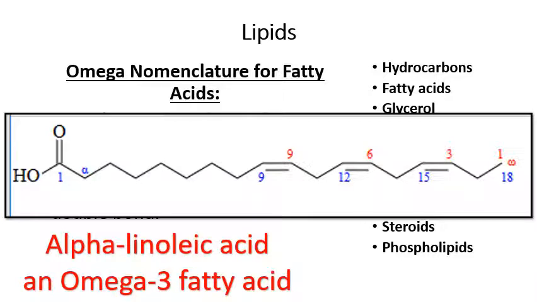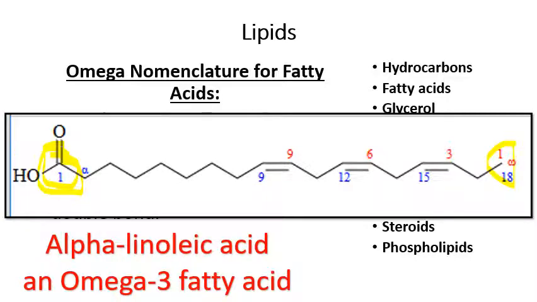Okay, so here we have a fatty acid whose long name is alpha linoleic acid, and it is an example of an omega-3 fatty acid. So what we do is we forget about carbon number 1. The organic chemists would normally label where the carboxyl group is as carbon number 1. We're not going to do that. We're going to forget about that and just label the last carbon the omega carbon.